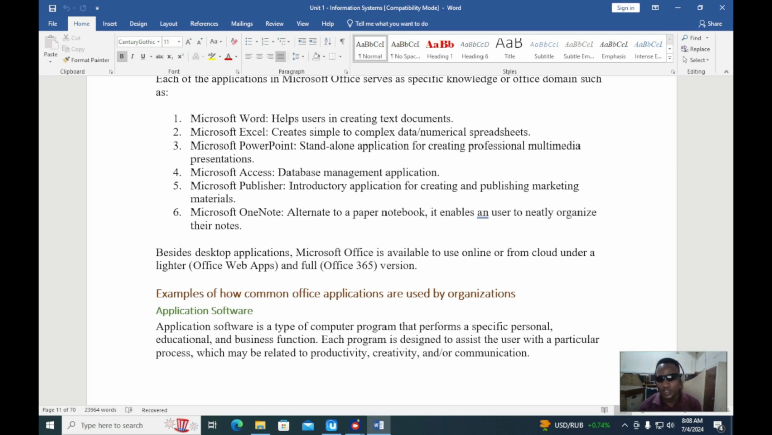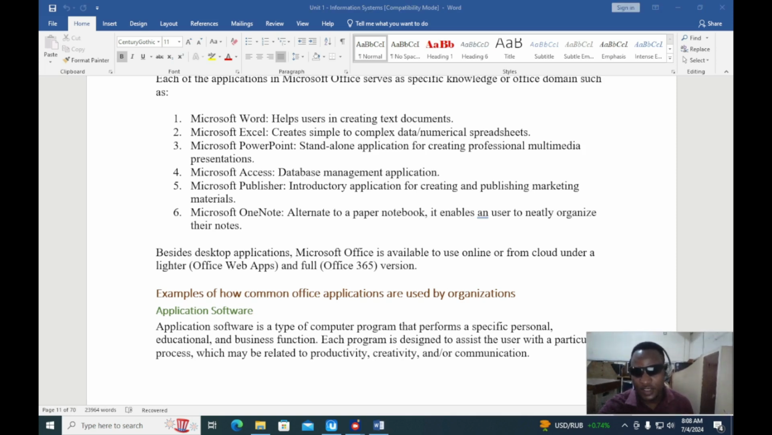We have Microsoft PowerPoint that is actually used for creating professional multimedia presentations. Now, assuming that you have created a report and now you have to present that report before your employer or before a panel, then it basically means that you will require Microsoft PowerPoint for you to be able to create the professional multimedia that you're going to use for the presentation. So each of these applications is doing a specific task, and these tasks are making sure that the office work is automated.